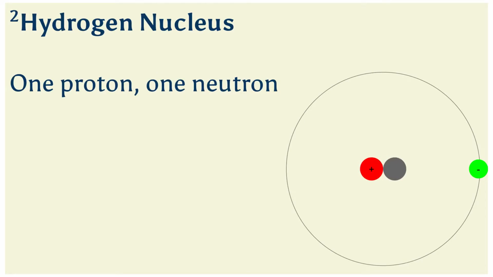In hydrogen 2, there is 1 proton and 1 neutron, so that's a total of 2 atomic particles in the nucleus. It's still hydrogen though, because it's 1 proton. Hydrogen 3, as you might guess, has 3 atomic particles in the nucleus. Again, it's still hydrogen because there's 1 proton.